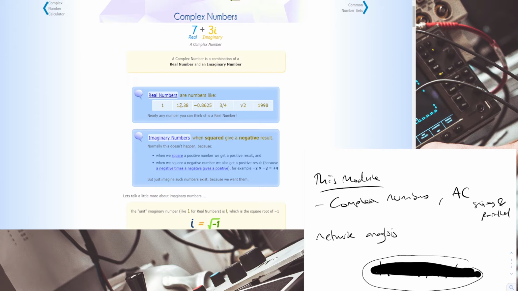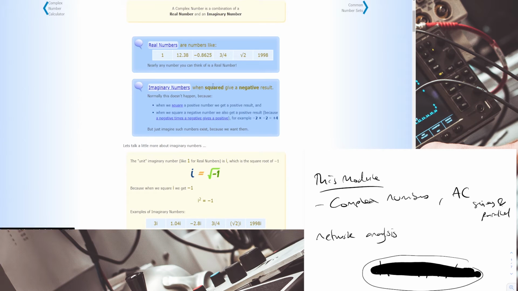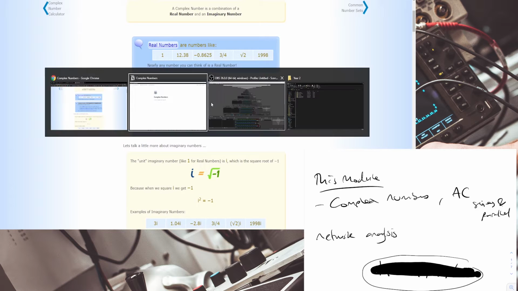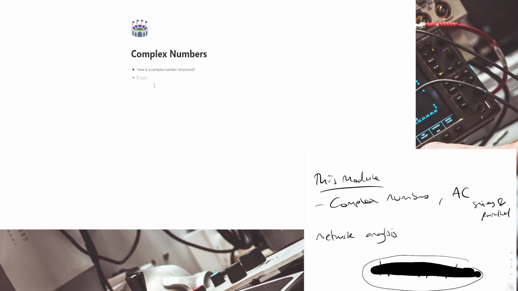So real numbers are like 1, 12.38, minus, okay. Nearly any number you can think of is a real number. Imaginary numbers when squared give a negative result. Okay, there you go. Again, like I said, my lecture wasn't on this, so I'm just spending 5 minutes on this quickly. So imaginary numbers when squared give a negative result. So what question can I put? I can do, what happens when you square an imaginary number?